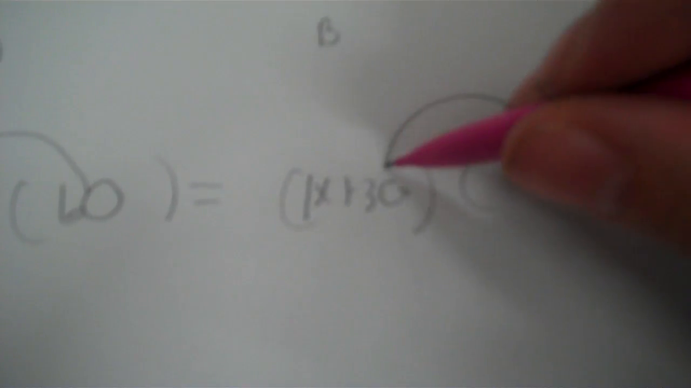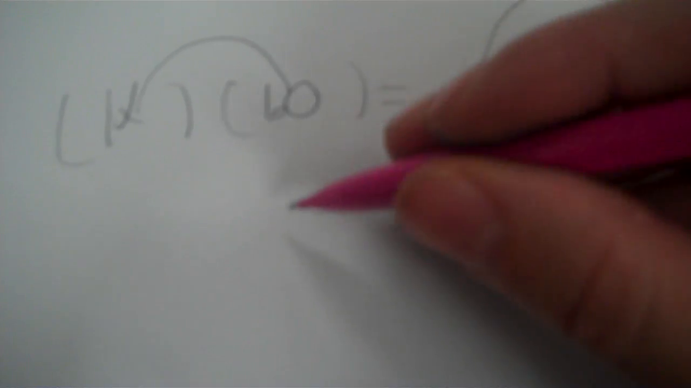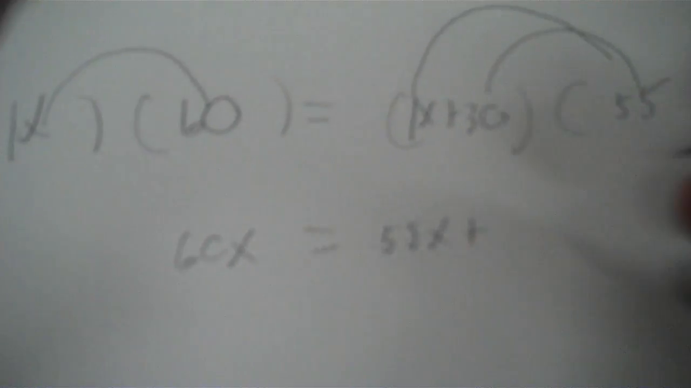Since there's two x's and there's a plus 30 with one of them, you have to use the ABCD cross products. So x times 60 equals x plus 30 times 55. Okay, 60 times x, and you can't add those, so you got to multiply them both individually by 55. So 60x, 55x, 55 times 30 is 1650.